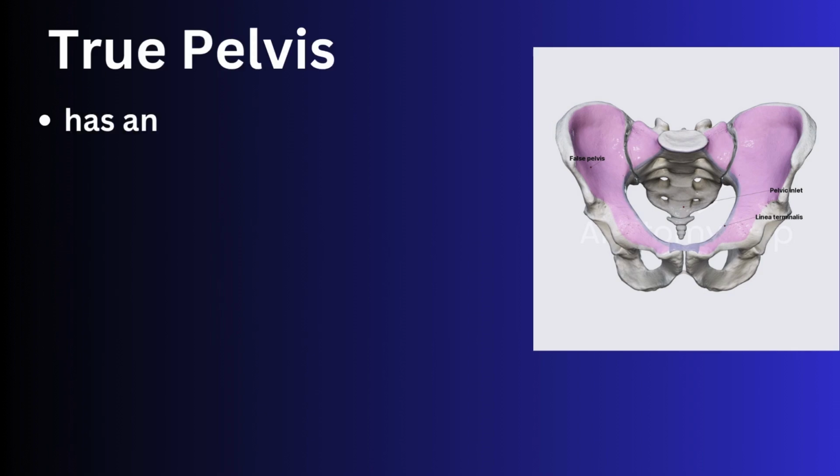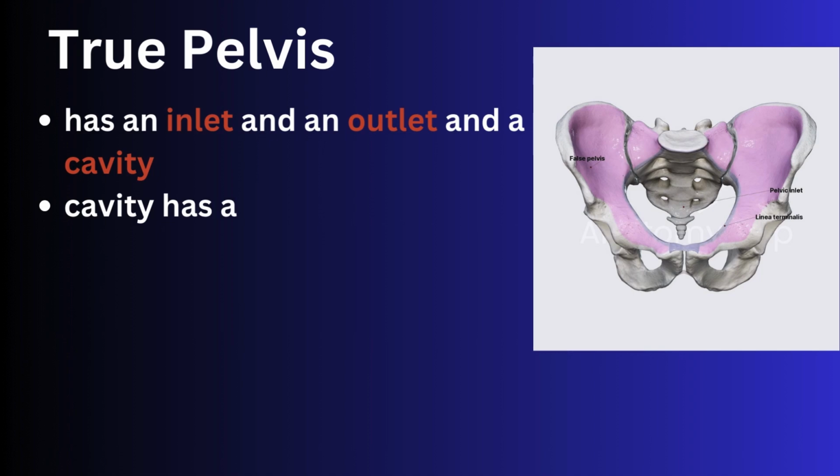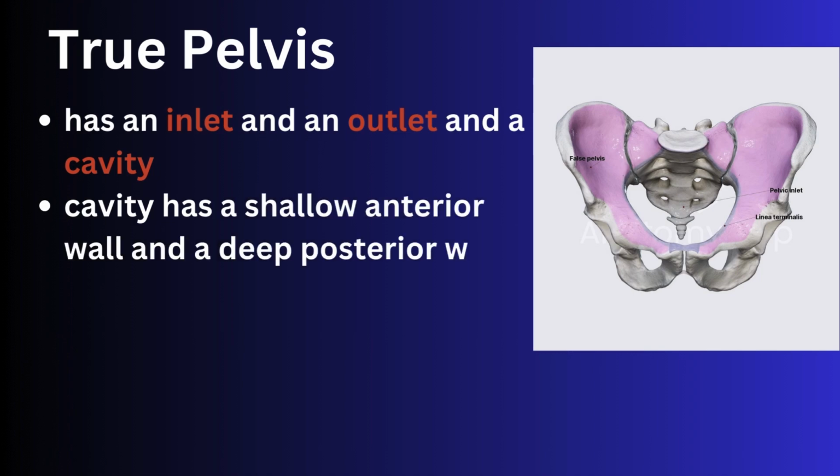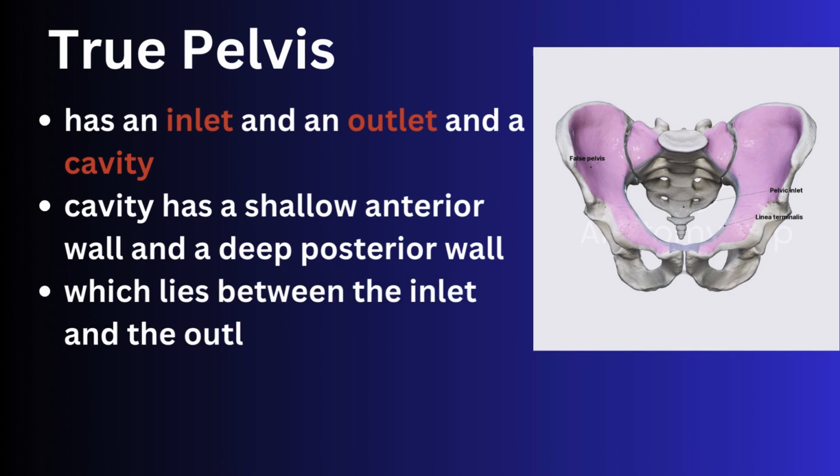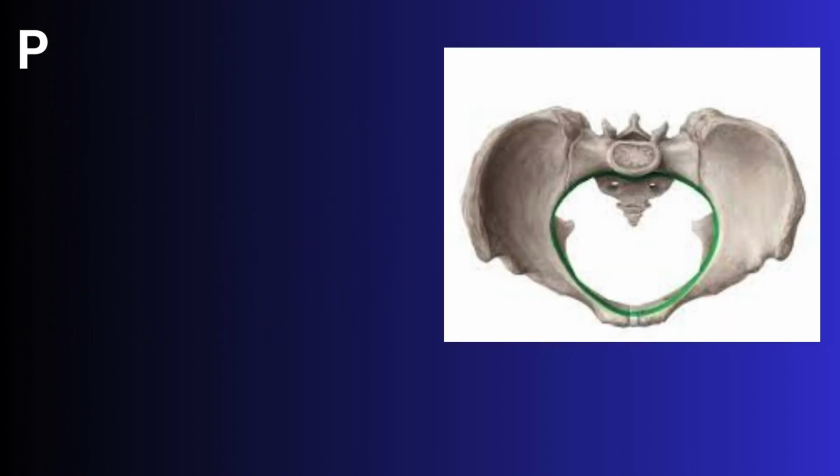Now the true pelvis. It has an inlet and an outlet as well as a cavity. The cavity has a shallow anterior wall and a deep posterior wall. The cavity lies in between the inlet and the outlet.